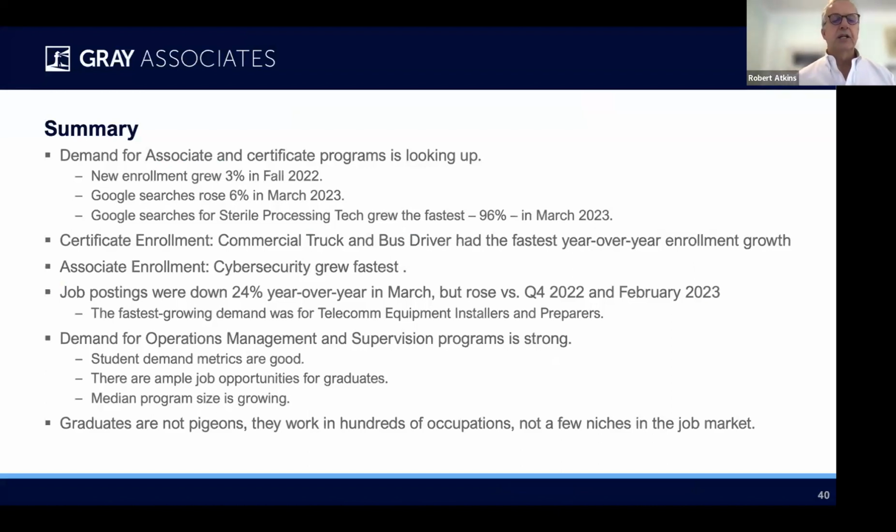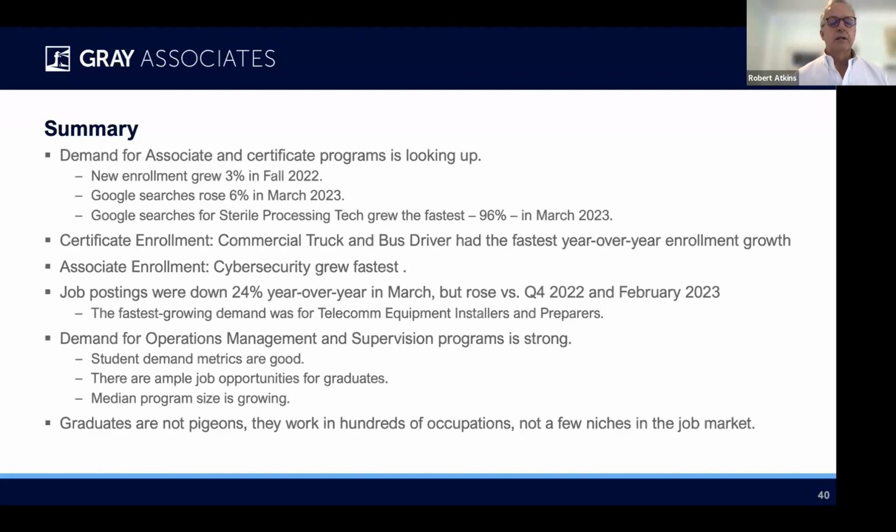What was hot at the certificate level? Commercial truck and bus driver had the fastest year-over-year enrollment growth. In associate's, cybersecurity grew the fastest. Job postings were down 24% year-over-year in March, but rose versus Q4 of last year and February 2023. So I remain cautiously optimistic with the concerns that I mentioned.